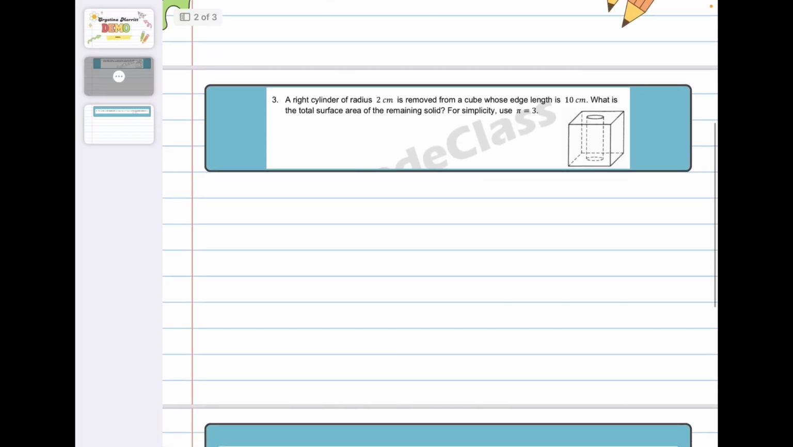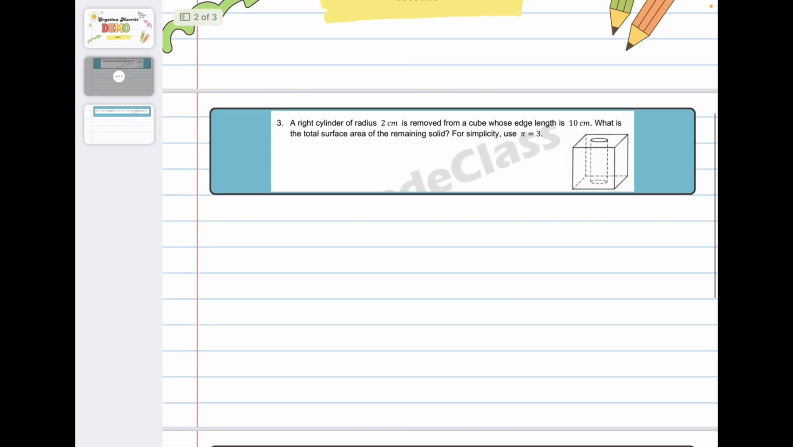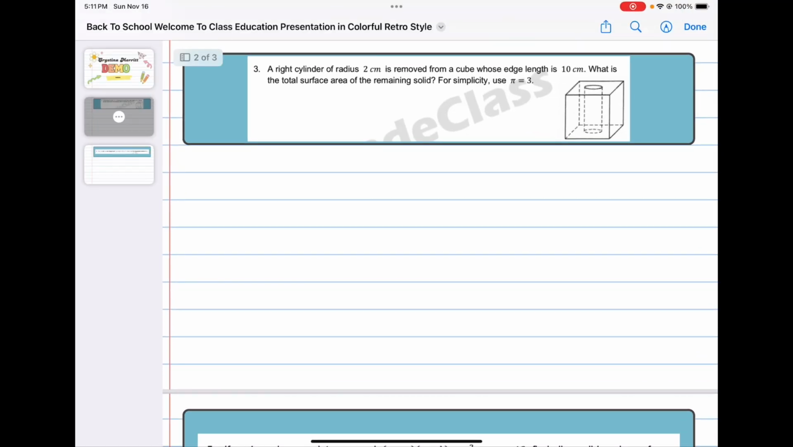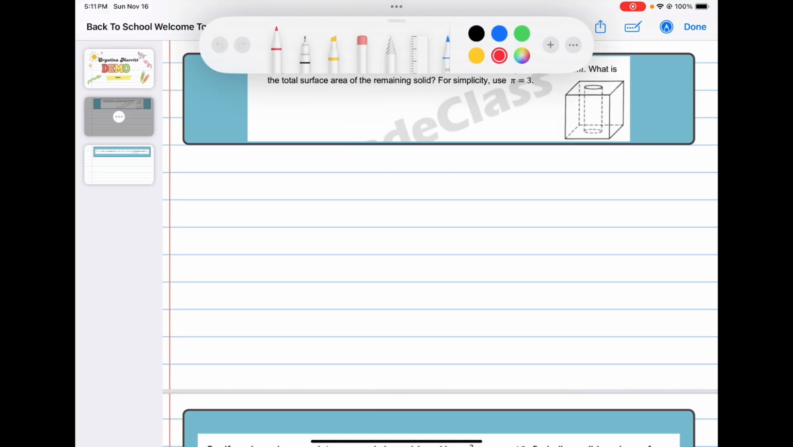I chose to do problems 3 and 5 off the demo suggested list. For this first question, we're talking about a right cylinder being taken out of a cube.